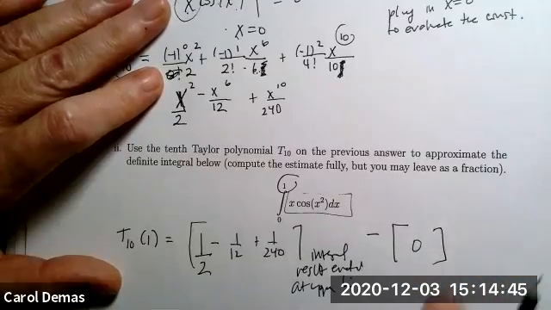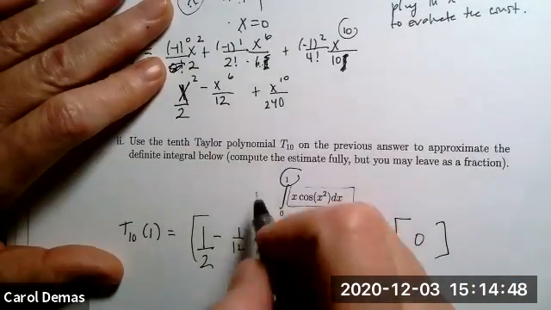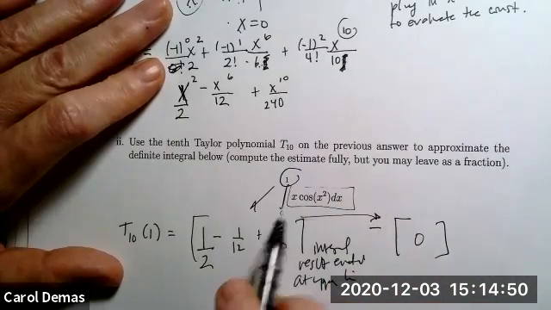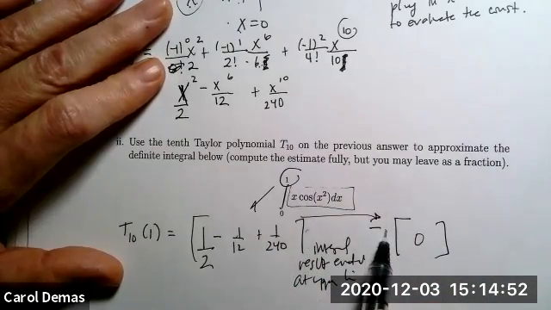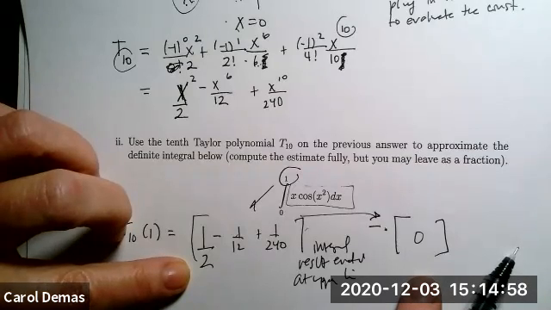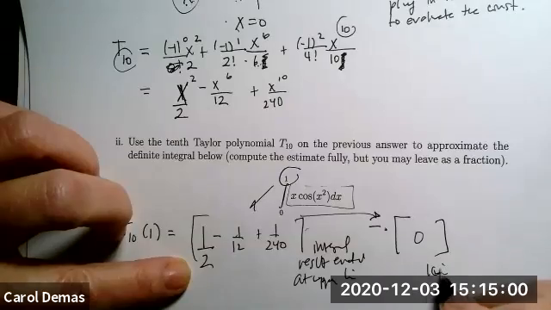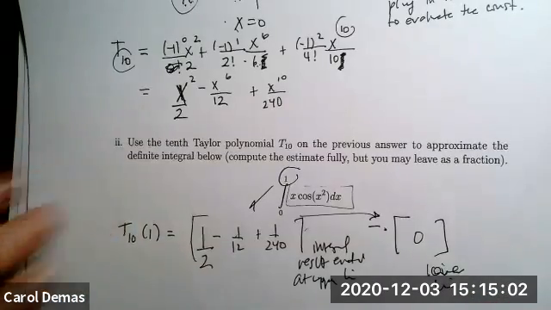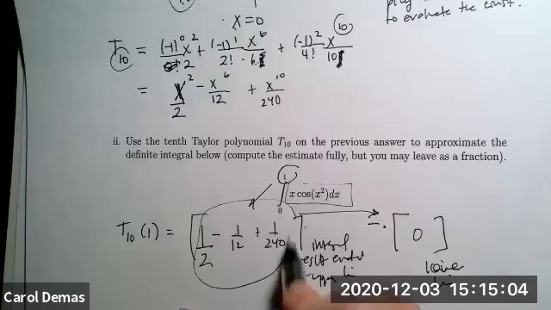And this would be evaluated at 0. Okay. So this is at the right end, and this is the left end. Okay, got it? This is the upper limit, this is the lower limit. Okay, and you can just leave it like that.